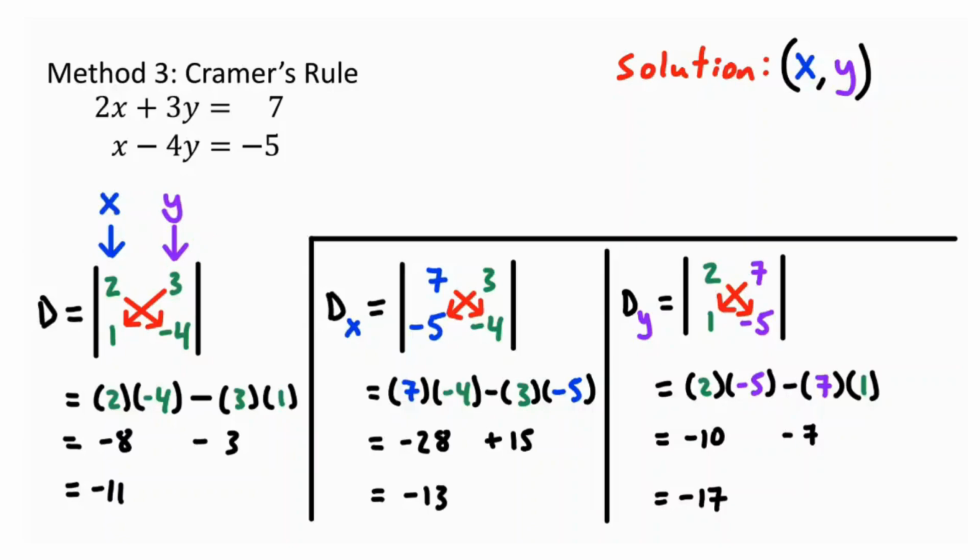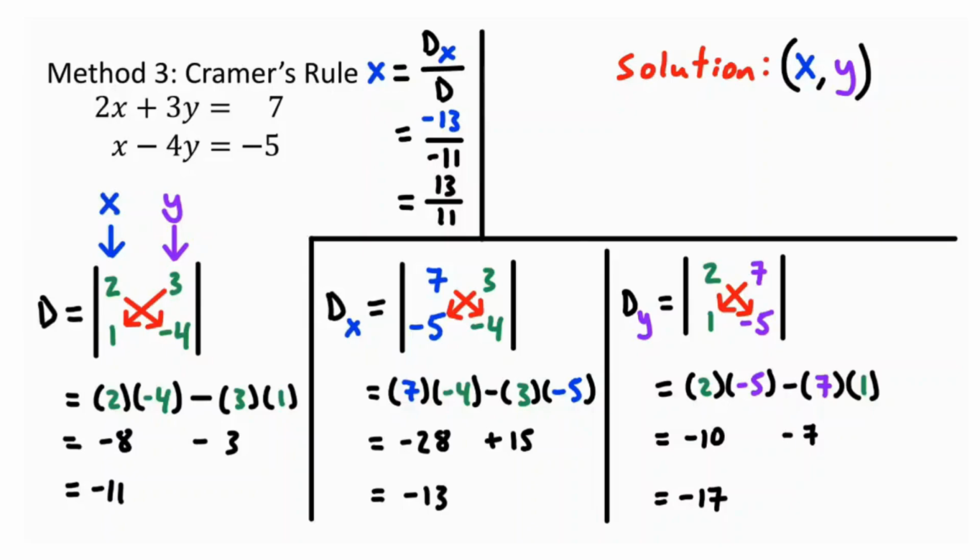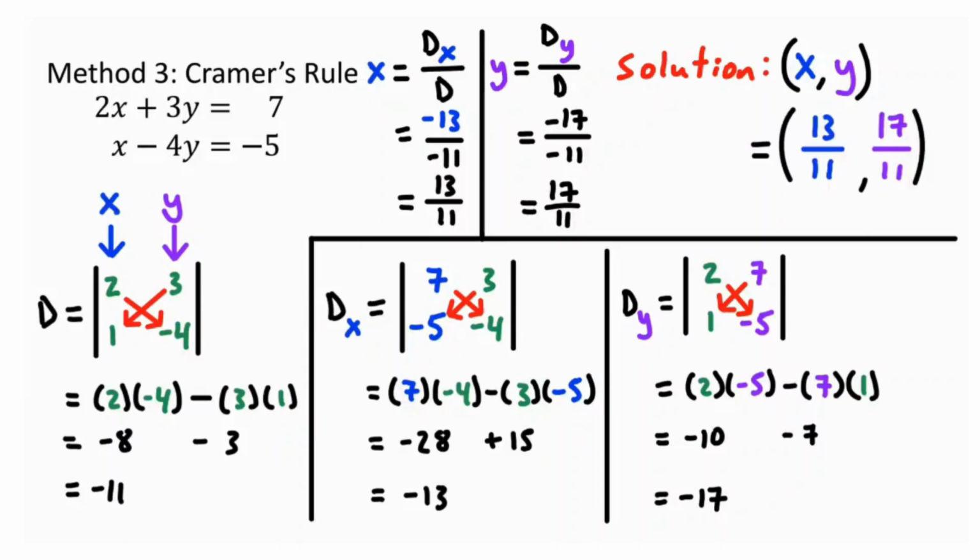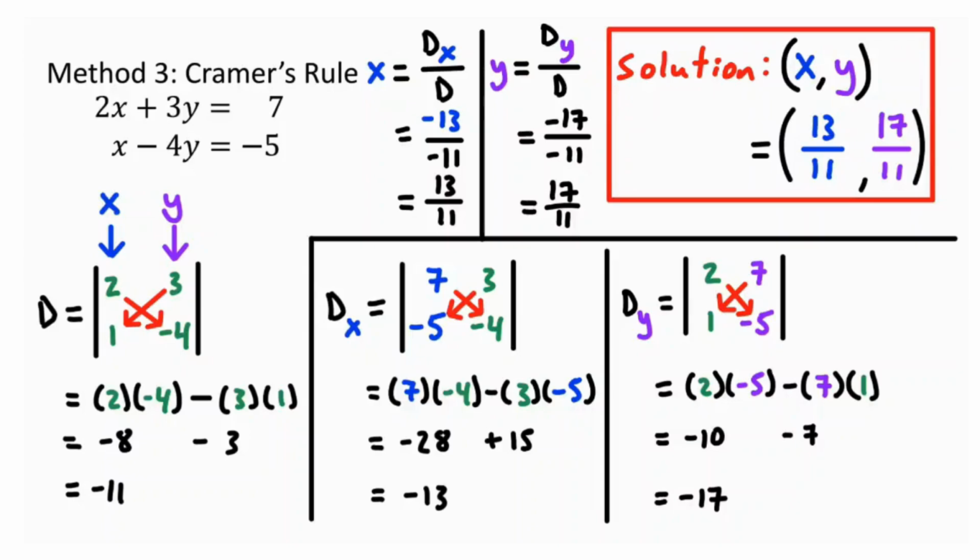Now that we have D of x and D of y, we can solve for x and y. x is equal to D of x divided by D. We substitute those values in, so -13 over -11, which simplifies to 13 over 11. To solve for y, y equals D of y over D, which is -17 over -11, simplifying to 17 over 11. So our ordered pair is 13 over 11, 17 over 11. And this is our solution. You can extend this method to 3 equations with 3 unknowns, so we can solve that a little bit more quickly.